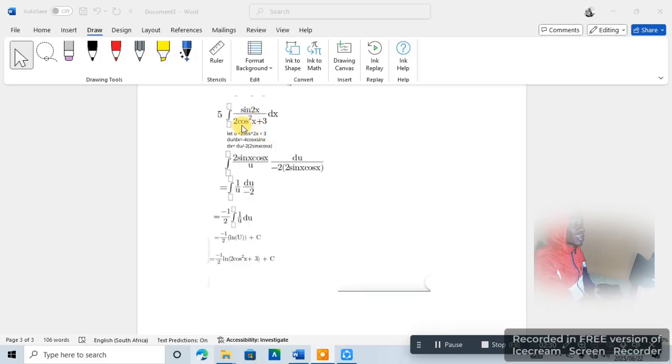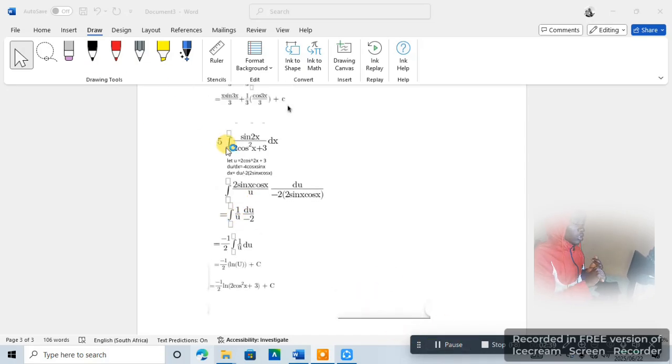So even here is part of a u substitution. Even this one is part of u substitution. Sorry for putting the bypass there and then making this one number 5. Sorry guys. So the integral of sine 2x over 2 cos squared x plus 3 dx.